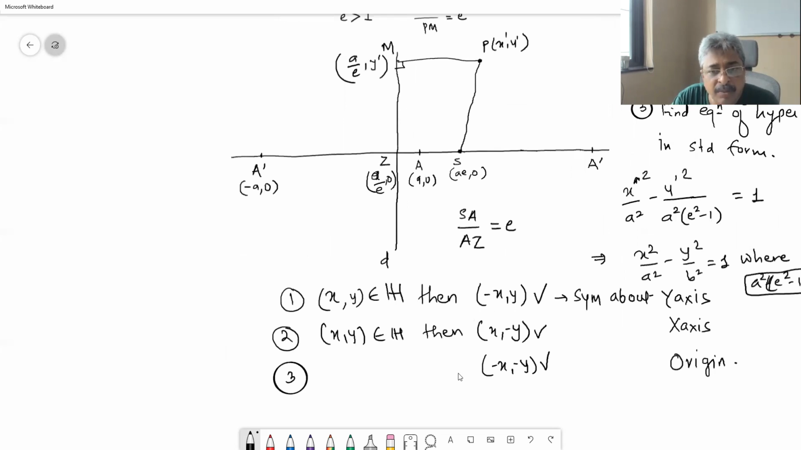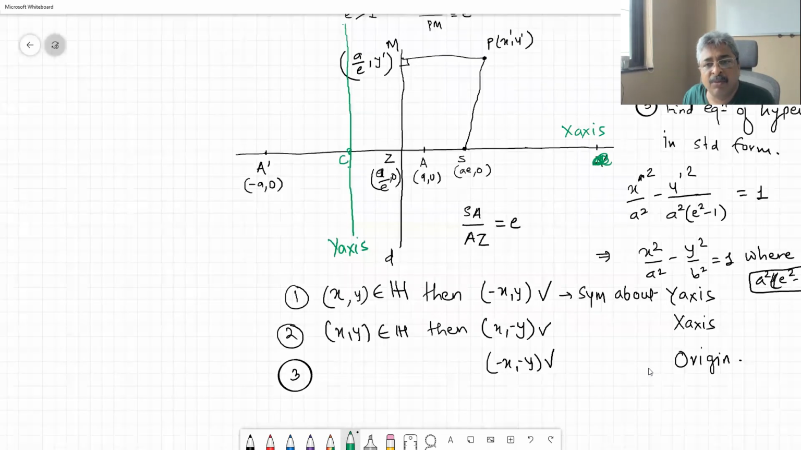So we end up getting in the diagram one more focus. Now we take A A dash and find out the perpendicular bisector of that. We call that the y-axis. The line joining A A dash is your x-axis. Therefore, this is the center of hyperbola C, and therefore symmetrically you will have one more directrix and one more focus.